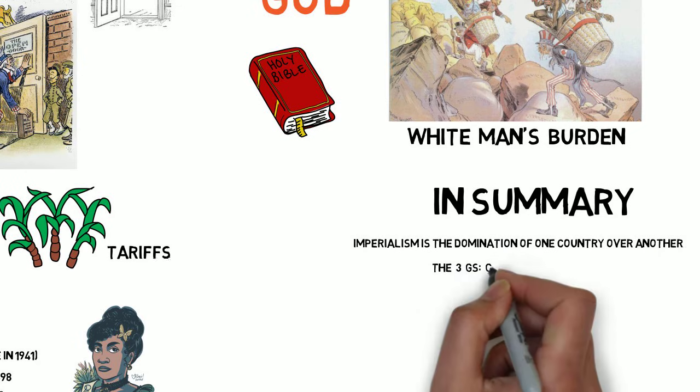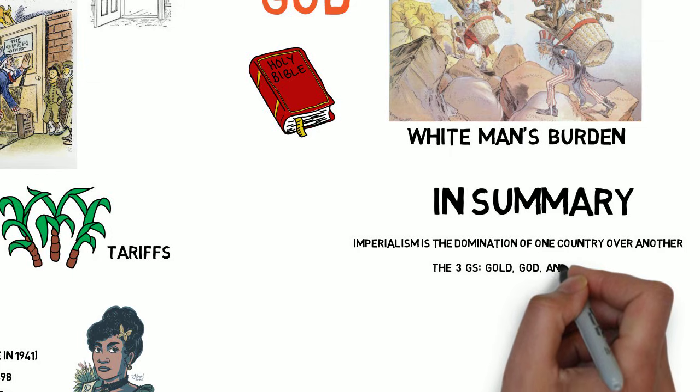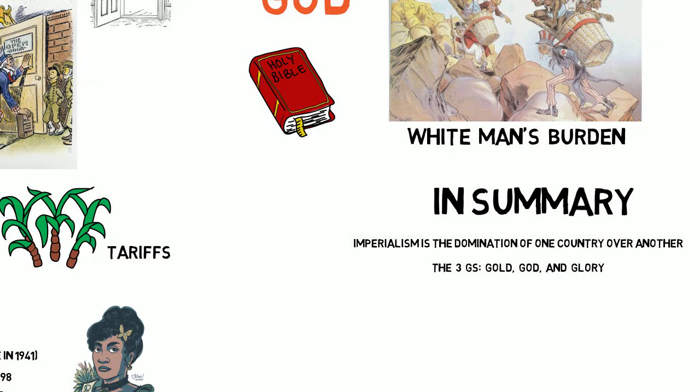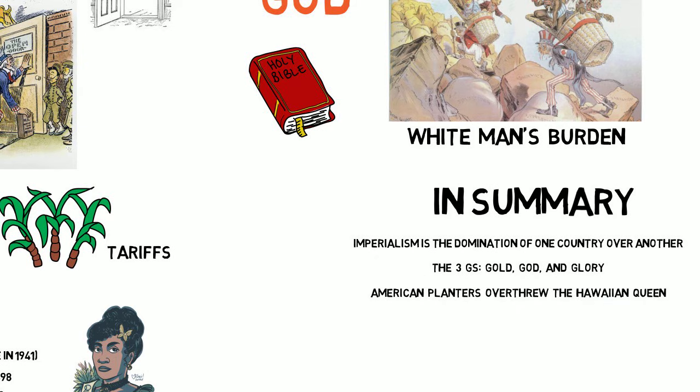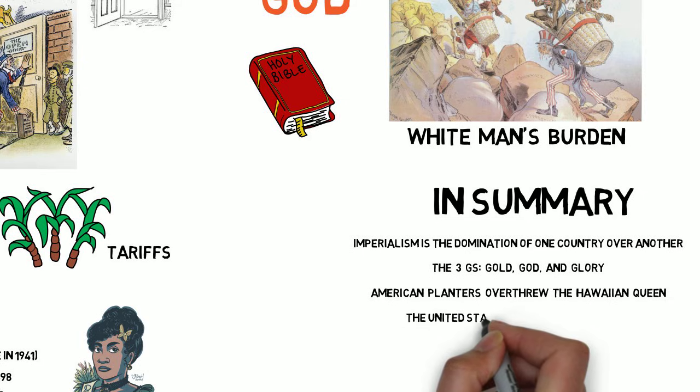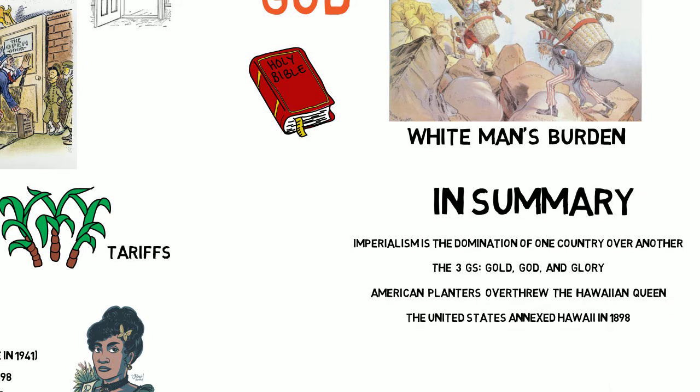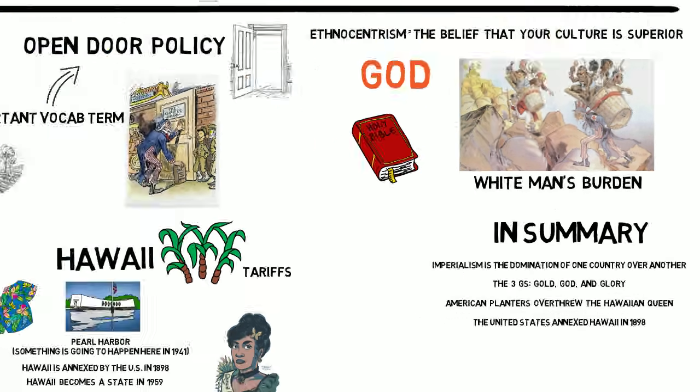In summary, imperialism is the political, social, and economic domination of one country over another. Imperialist countries like Great Britain, France, and then the United States were motivated by the three G's: gold, God, and glory. American missionaries and sugar planters settled in Hawaii in the 1800s. In 1893, Queen Liliuokalani of Hawaii was overthrown by American sugar planters, and Hawaii was officially annexed by the United States.